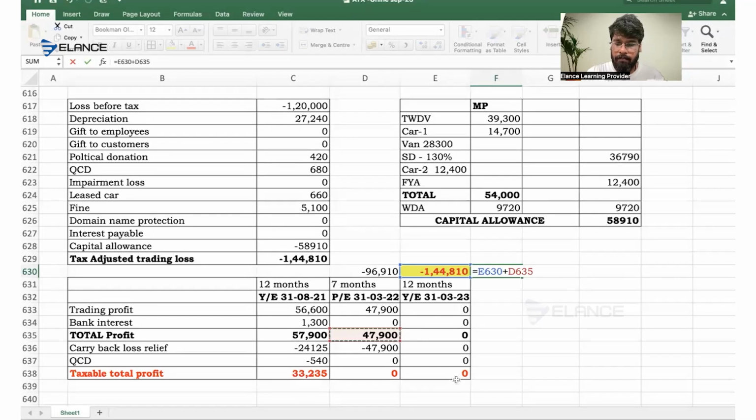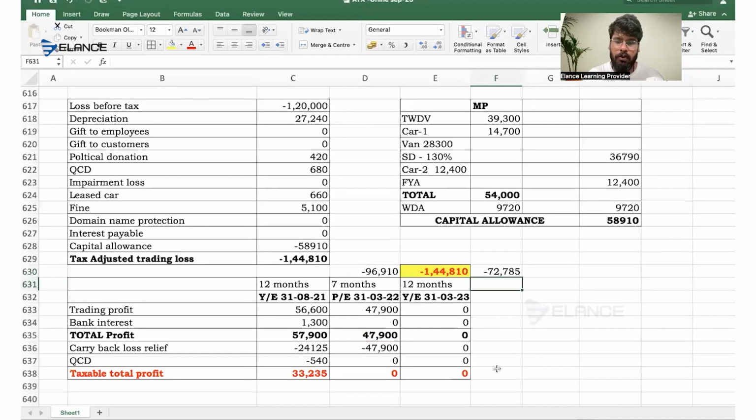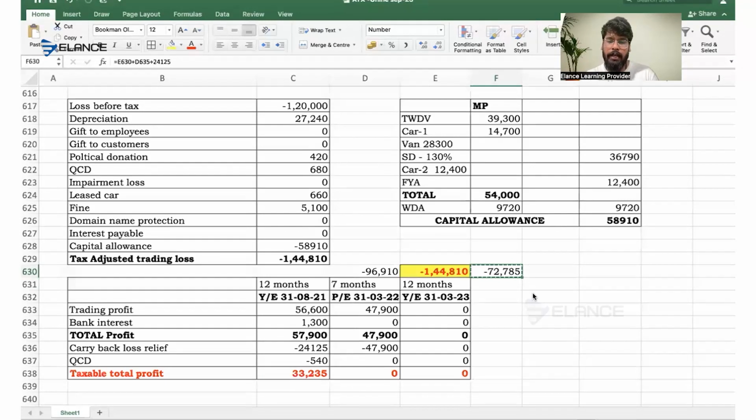And from that 12-month accounting period, we just set off 24,125. And still the unrelieved loss is 72,785. Okay, and it is the third requirement's first answer: 72,785 is the unrelieved loss. And how can we set off this loss, 72,785? How can we set it off?